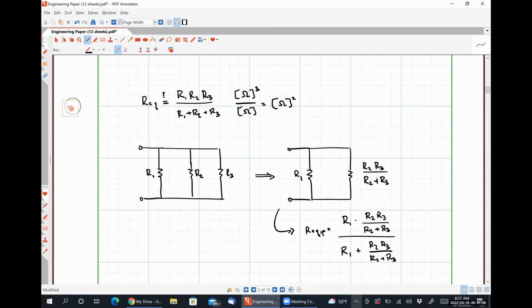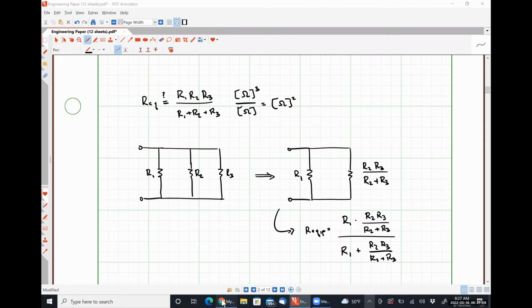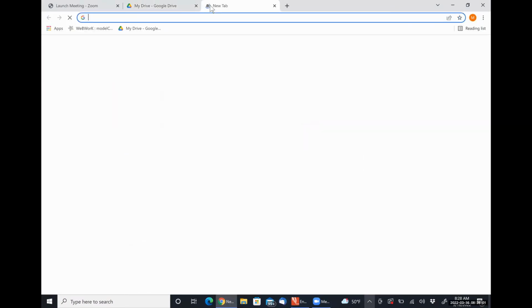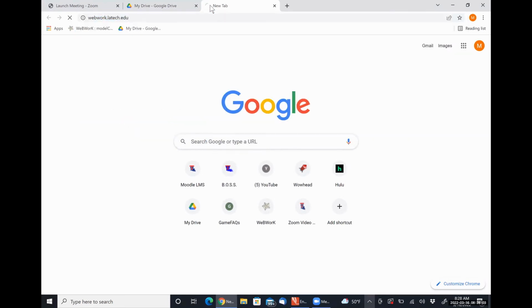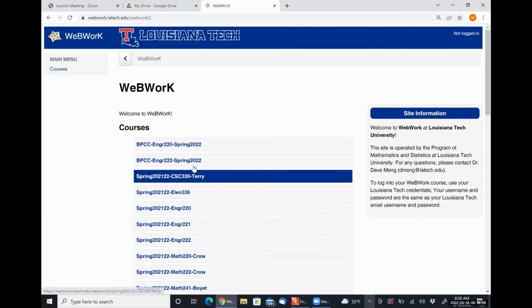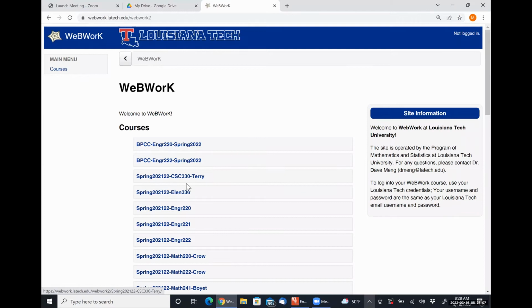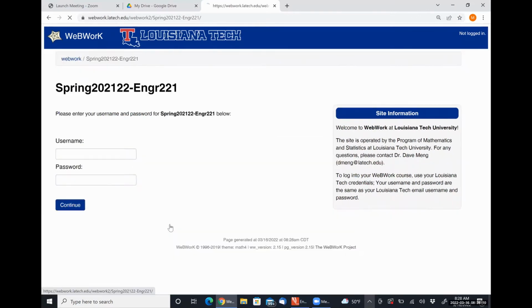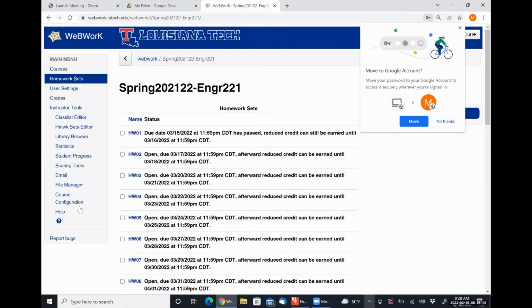All right, so the last thing that I want to do today is I'm going to open up WebWork. We are going to look at a resistor combination problem that's probably a little bit more difficult than what you are used to seeing in your previous classes. And I want to use this as an example of how I personally carry out my resistor combination problems.